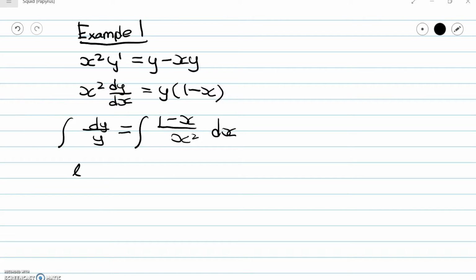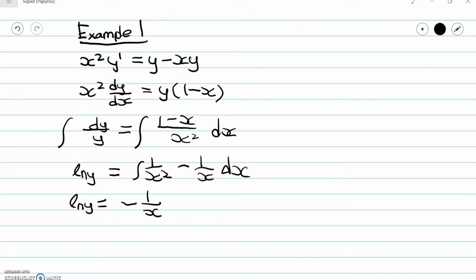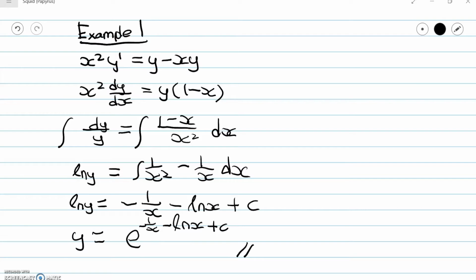And when you integrate both of them, you'll get ln y equals the integral of 1 over x squared minus 1 over x dx. By integrating this, you'll get ln y equals negative 1 over x minus ln x plus c. To get y, you simply move ln to the other side and you get e to the power of negative 1 over x minus ln x plus c.